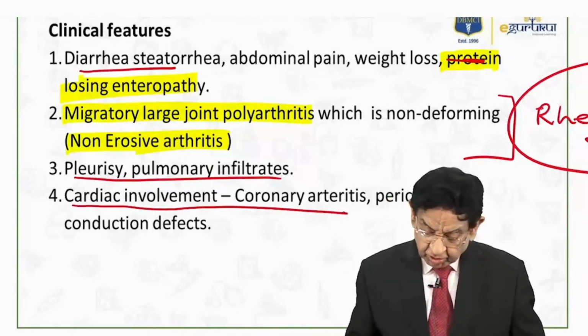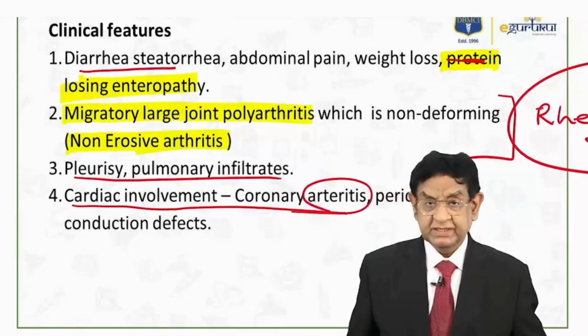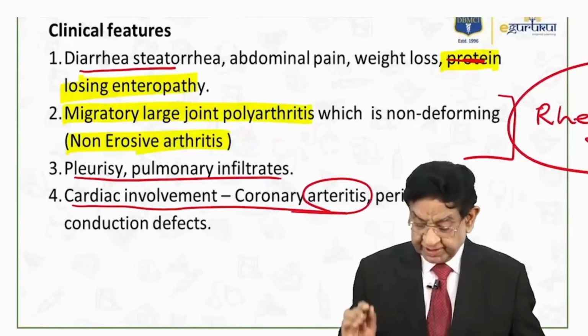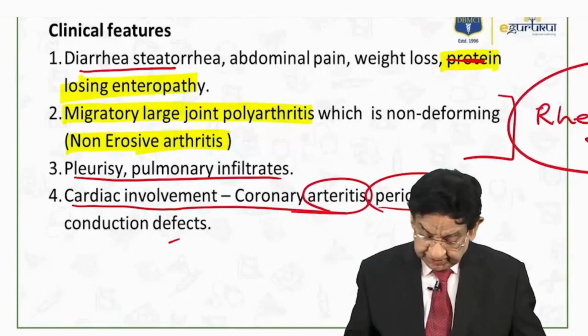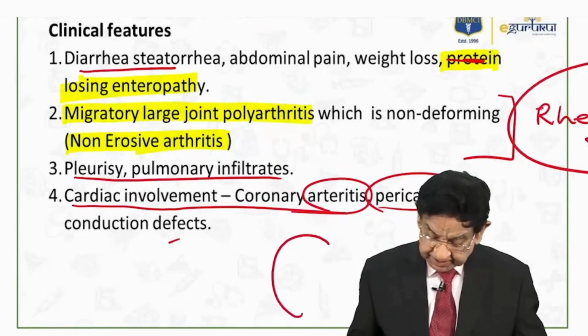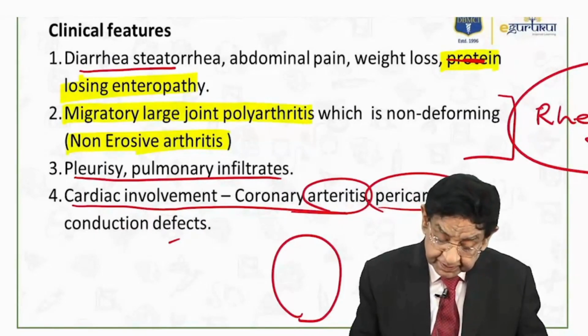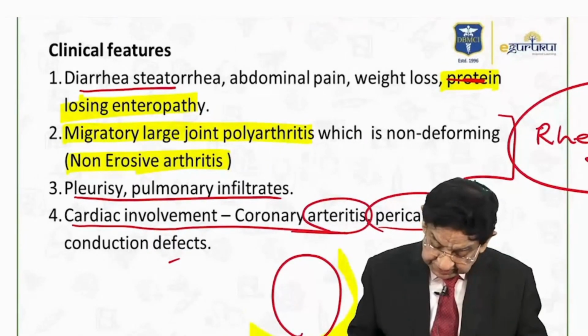Cardiovascular involvement may also be coronary arteritis. That means it's going to cause problems in the coronary artery, but in the form of arteritis. Maybe pericarditis, maybe conduction defect. So if I have to draw a diagram, this is the heart. In the heart, this is the pericardium. The patient can have pericarditis.